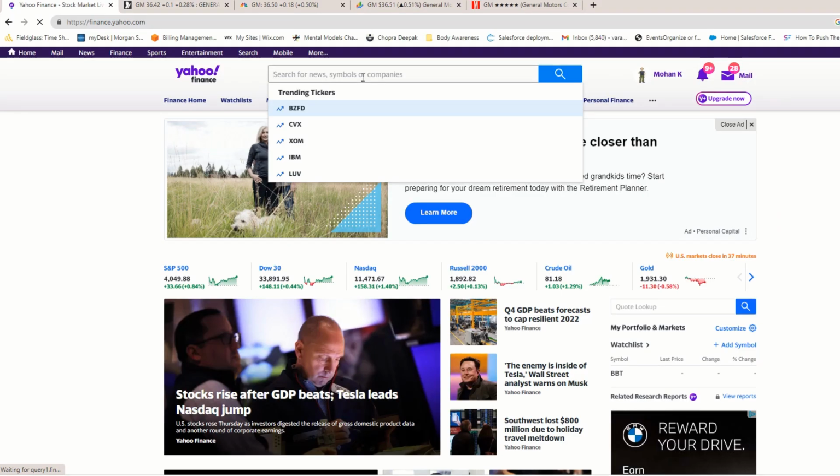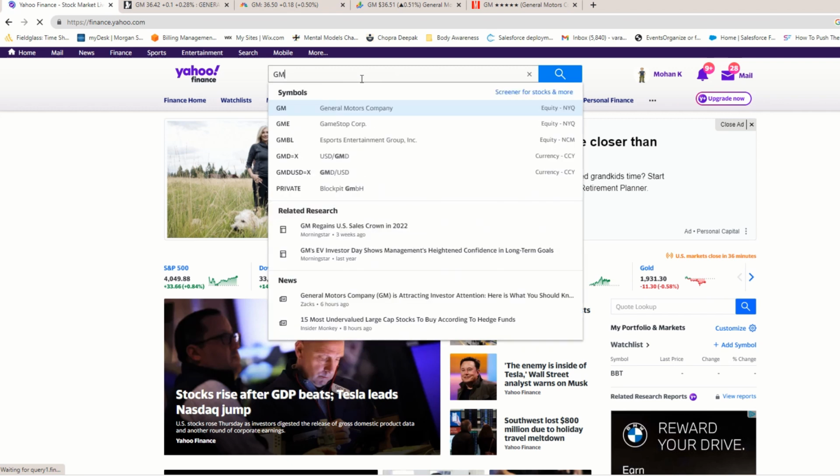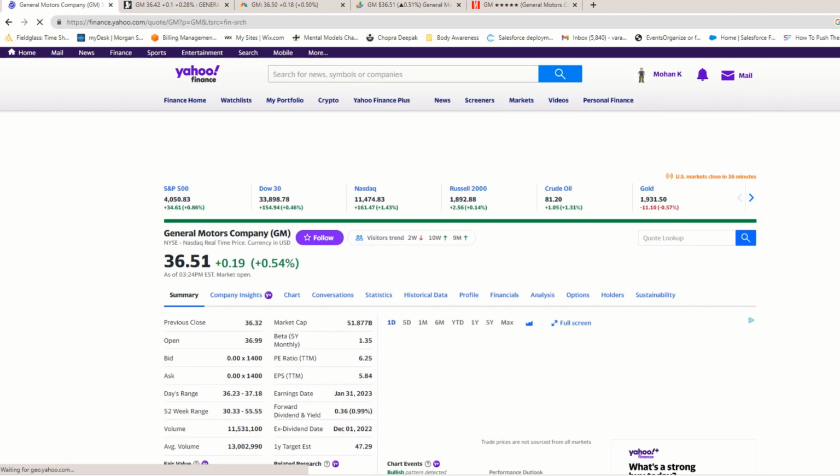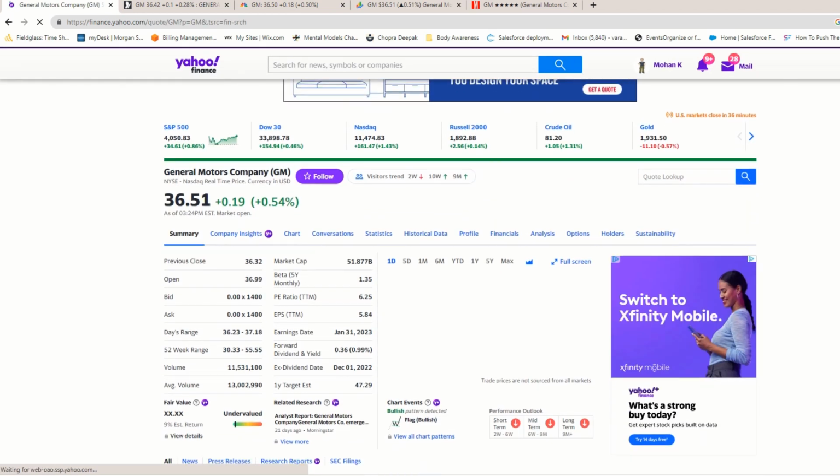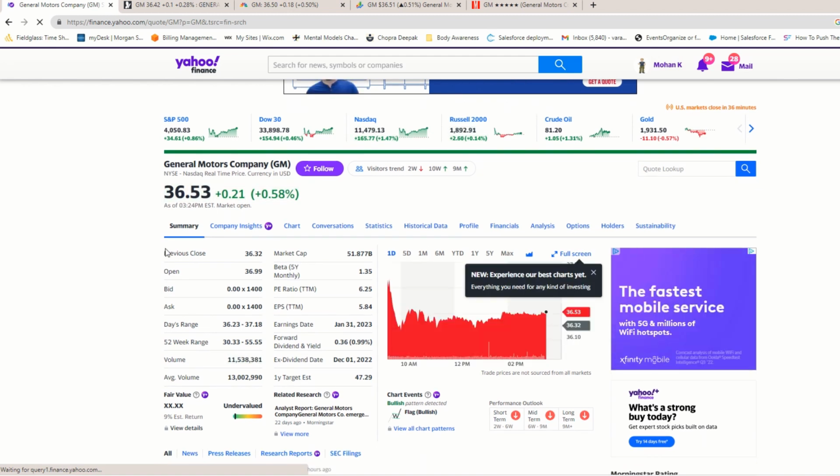So now let's pull all that information from finance.yahoo.com for a sample company called General Motors. Like our coffee shop, I am taking General Motors as an example. The ticker symbol is GM, and I'm going to type GM here in the search and hit enter, and it's going to load the main page which has all this information.